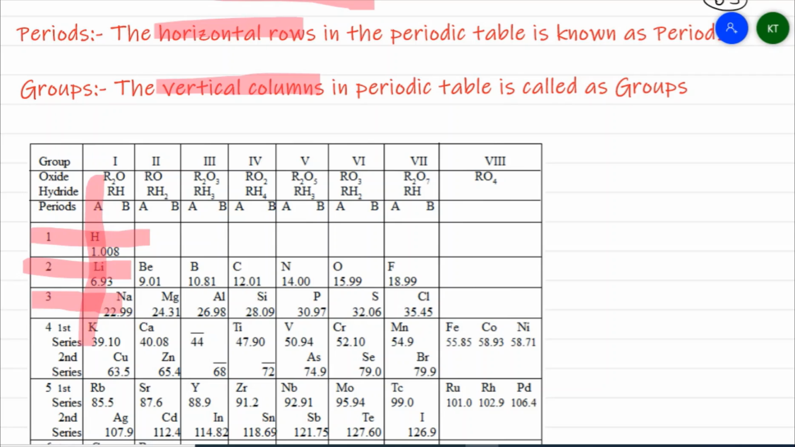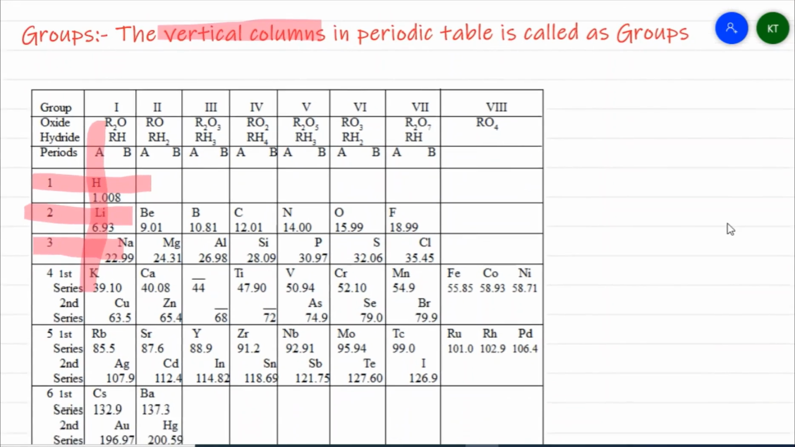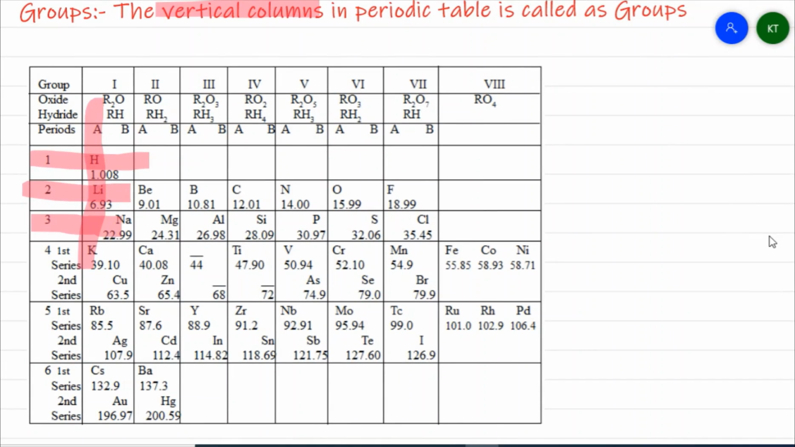If you look at this periodic table very carefully, you will observe that there are a total of 6 periods in Mendeleev's periodic table, and there are 8 vertical columns. So I have 8 groups.